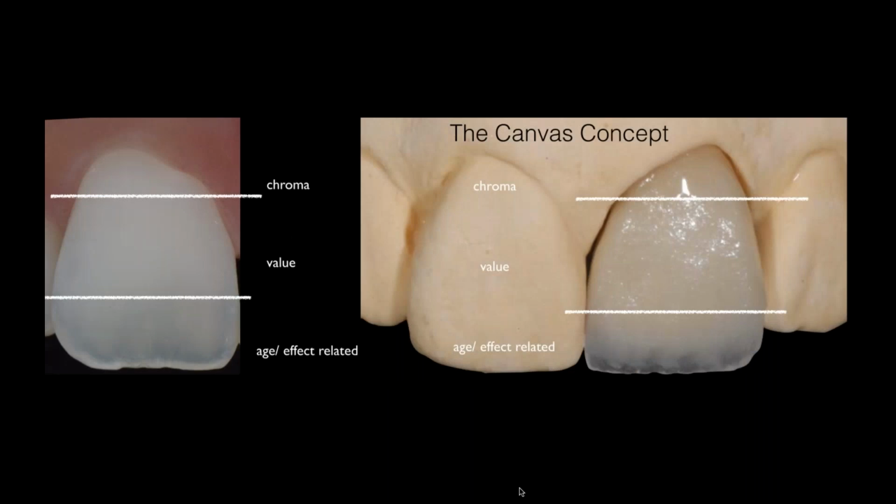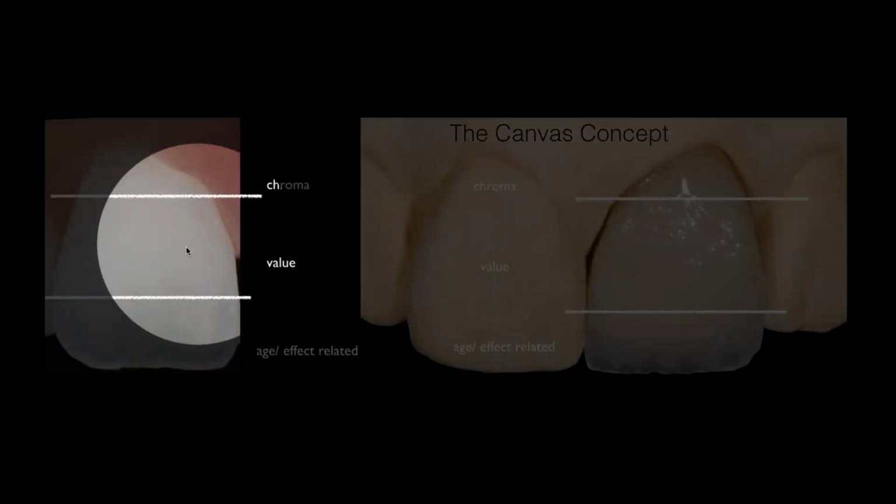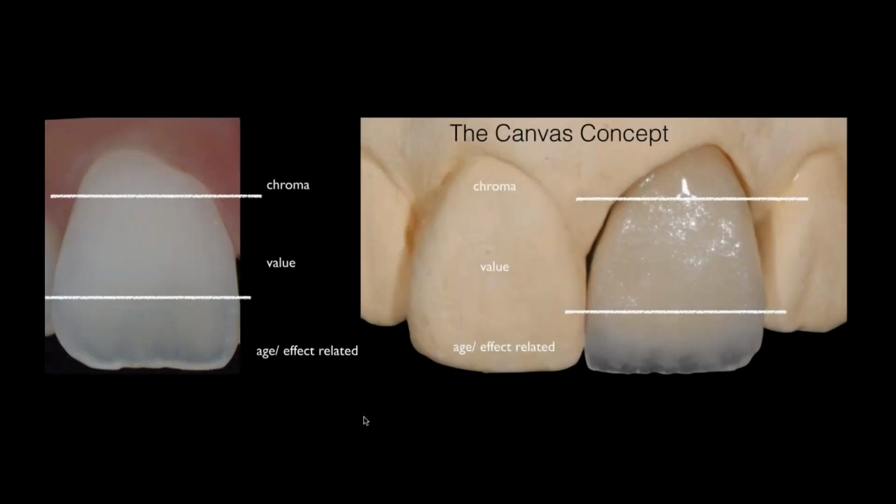When I'm looking to understand color and value with my shade guides, I'm looking for 3 things. I'm looking for the chroma in the cervical, the value in the middle third, and whatever is happening in the incisal edge, which is usually specific to that patient. Younger patients or older patients have different effects happening in the incisal edges. So I'm really looking to transfer that information.